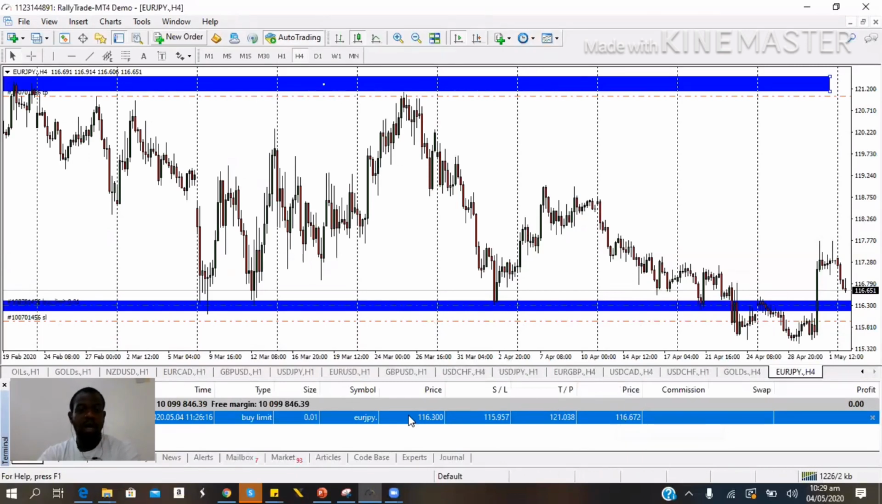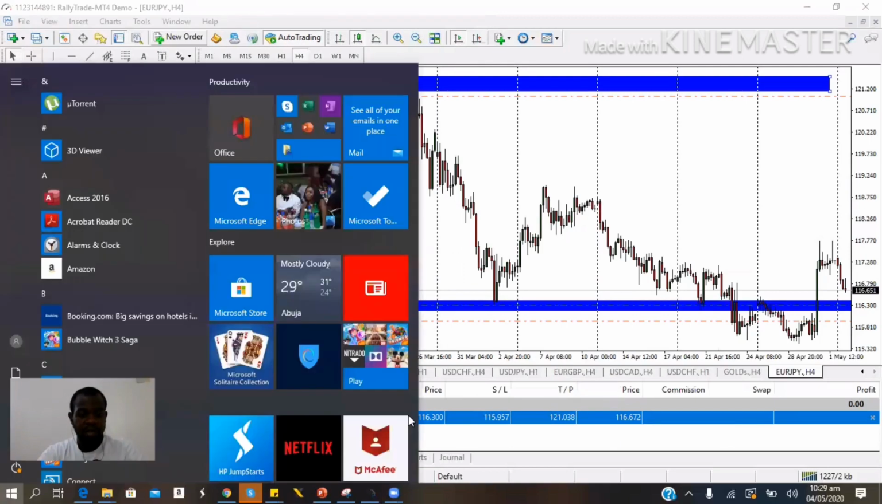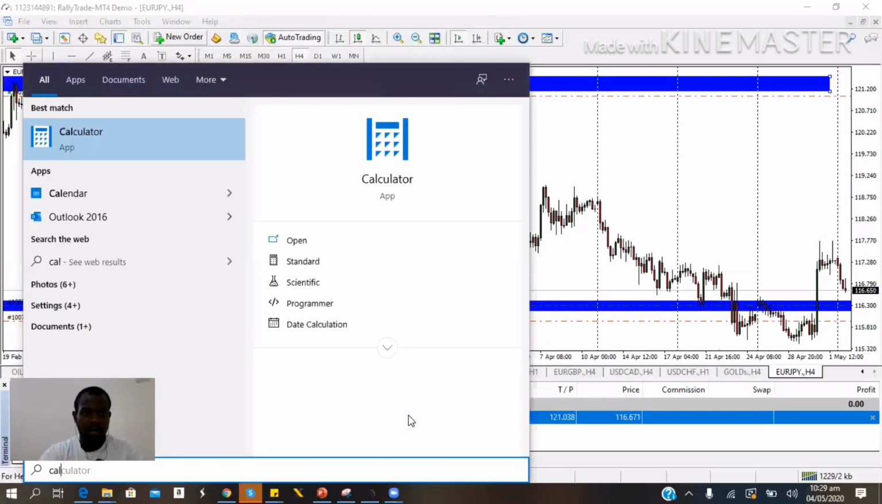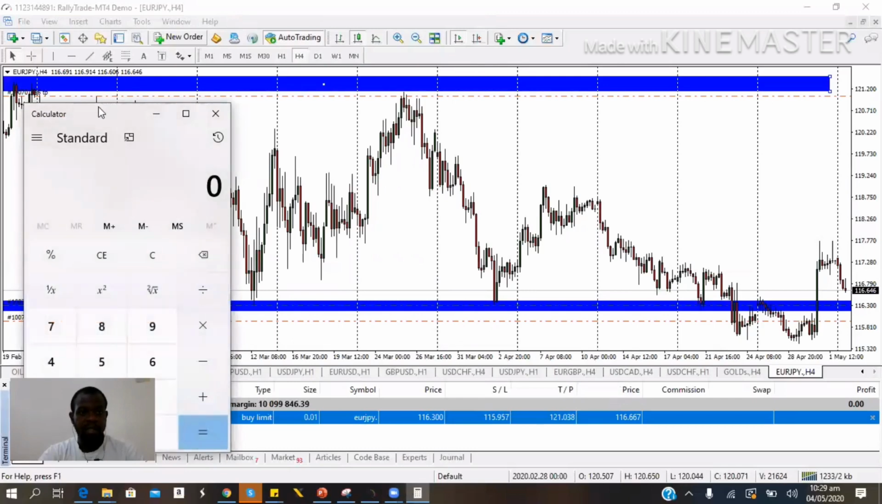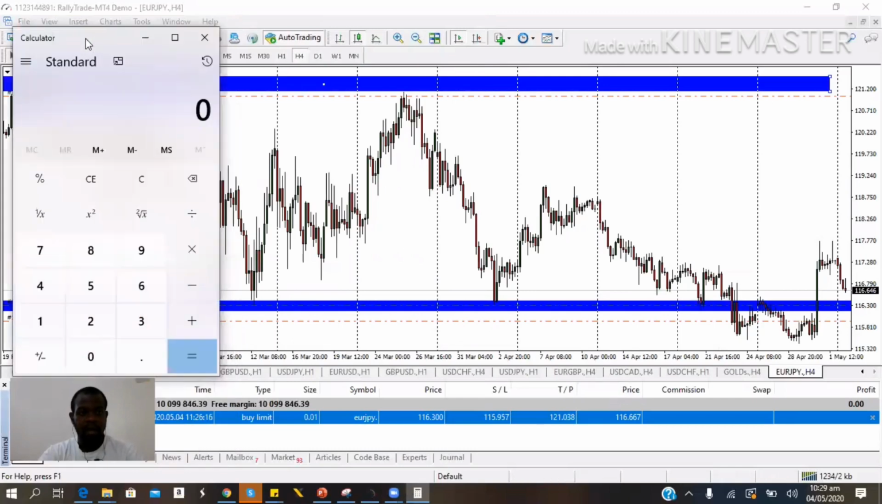So let's do the calculation, see how many pips we are risking. Let me get my calculator out. How many pips are we risking? How many pips are we gaining? Remember, this is a Japanese yen pair, not a regular pair. So after the decimal points, the tens start to count. So what do we do now? We have to get the difference first.